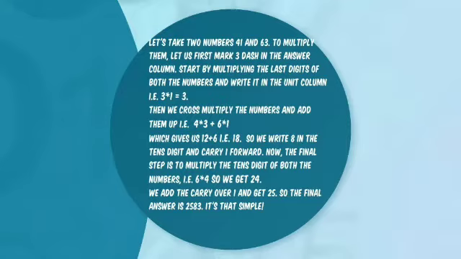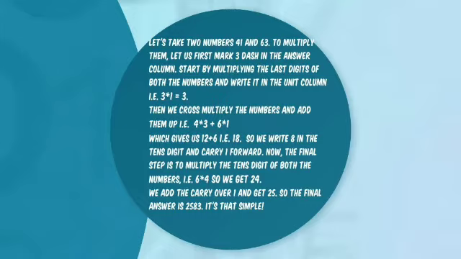We start by multiplying the last digits of both the numbers and write it in the unit column. That is 1 and 3. So we get 3. Then we cross multiply the numbers and add them up. So 4 into 3 plus 6 into 1, which gives us 12 plus 6, 18. So we write 8 in the tens digit and carry 1 forward.